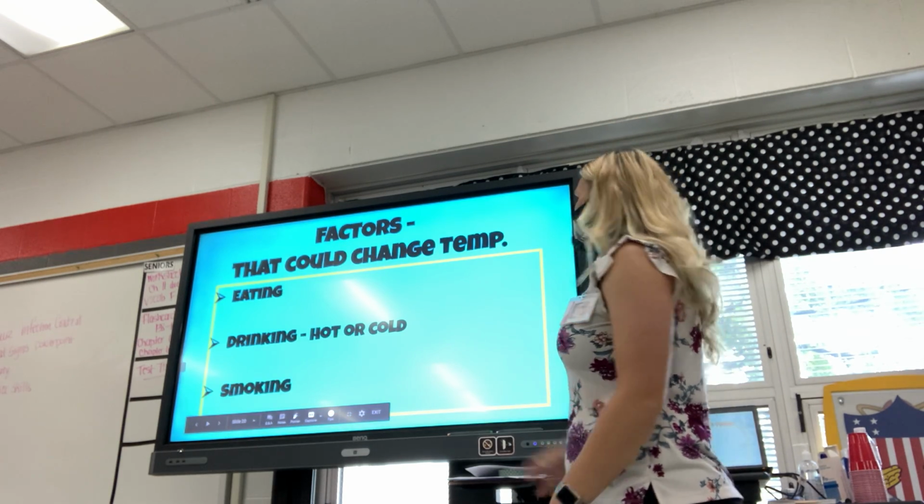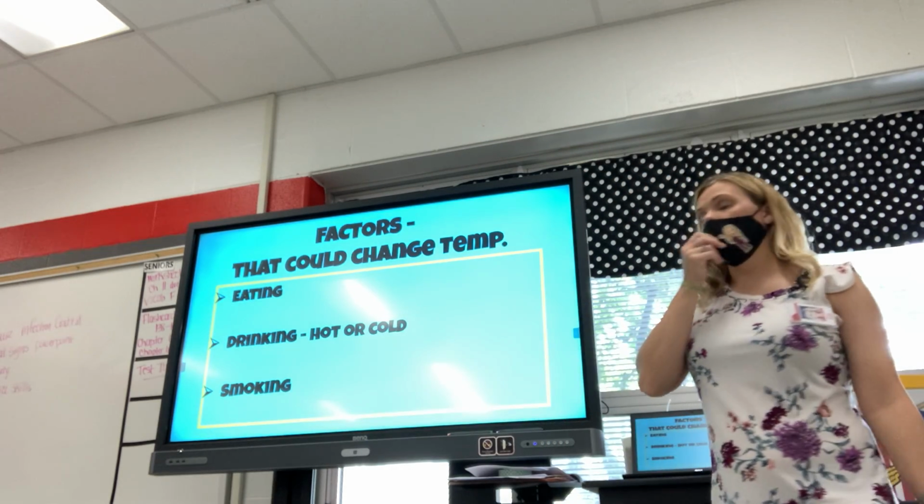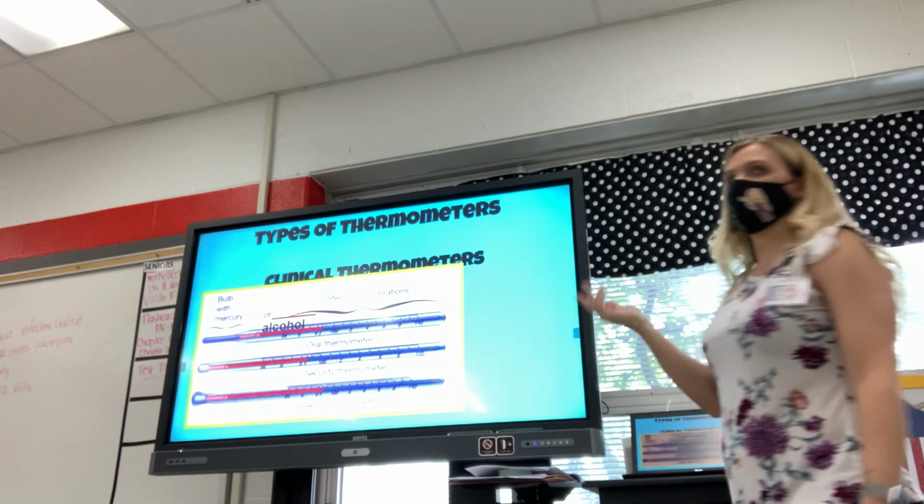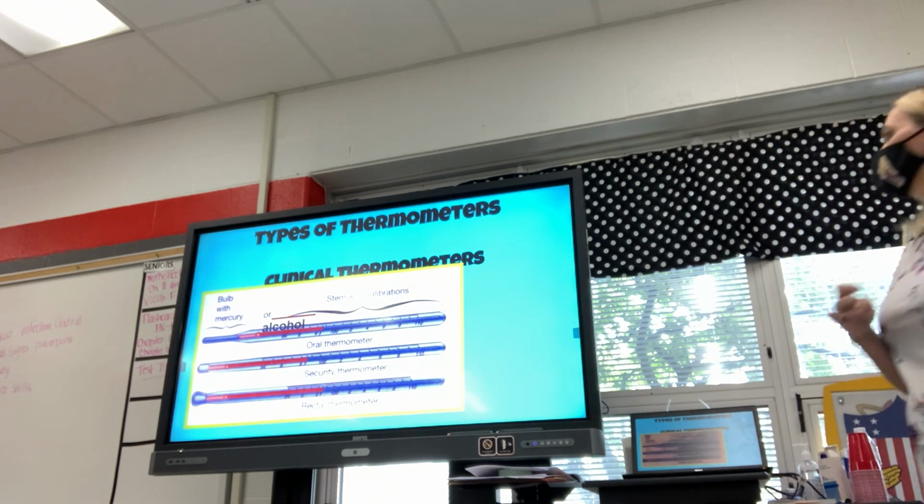So things that change it: eating, drinking, depending if it's hot or cold, smoking, and then changes in the condition of the environment.